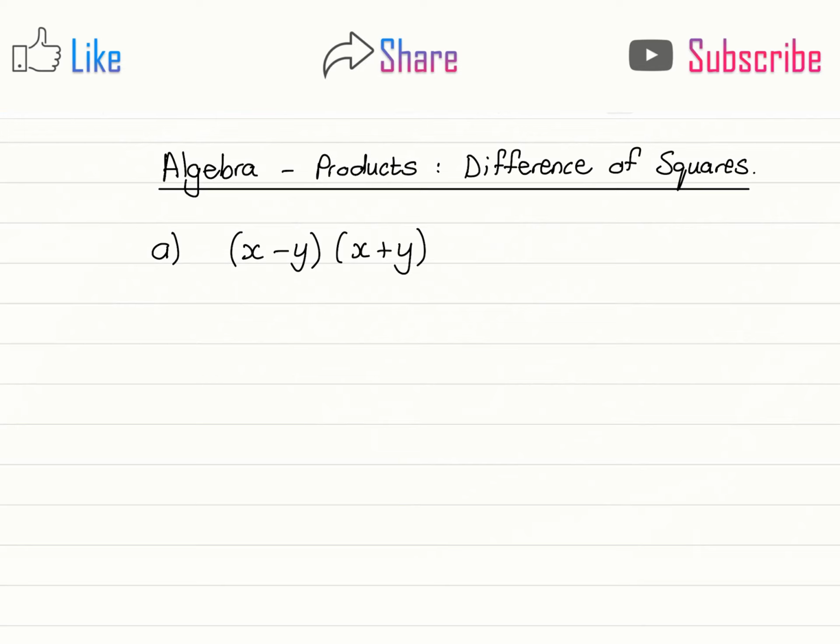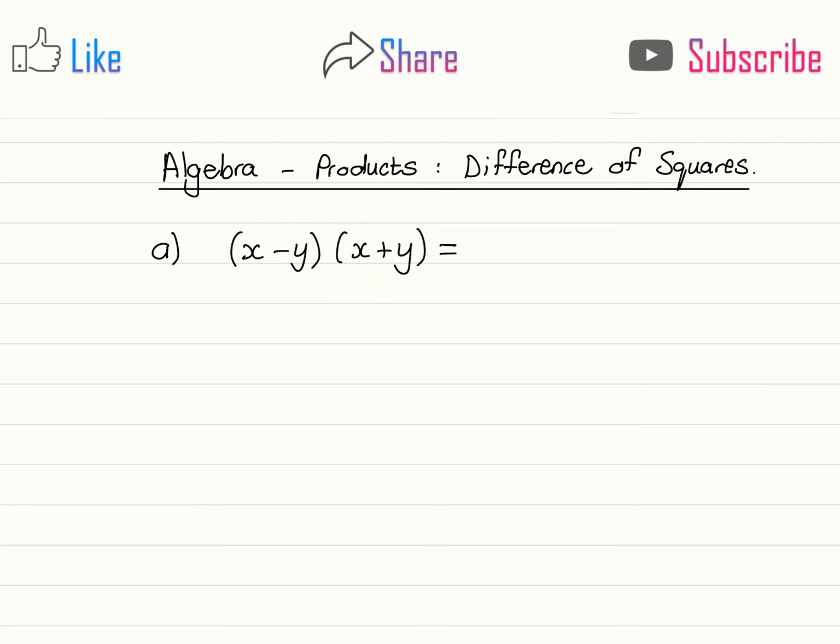We will now continue with algebra and products that will lead to a difference of squares. In our first example, we have x minus y multiplied with x plus y. So in our video of products of binomials, I explained how to multiply the terms in the first bracket with the terms in the second bracket.